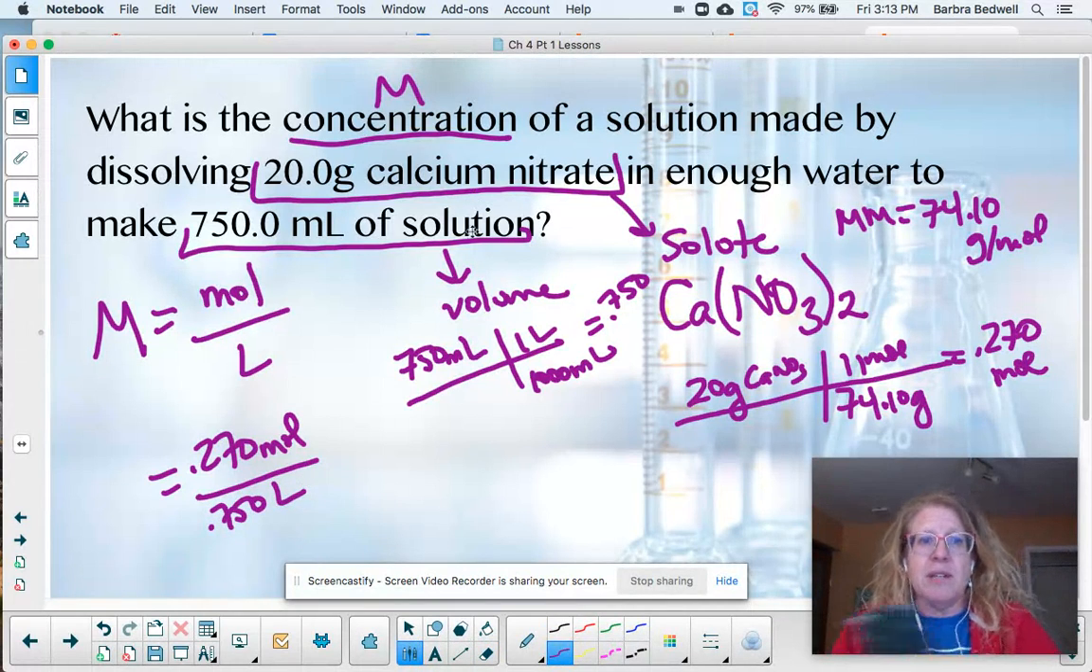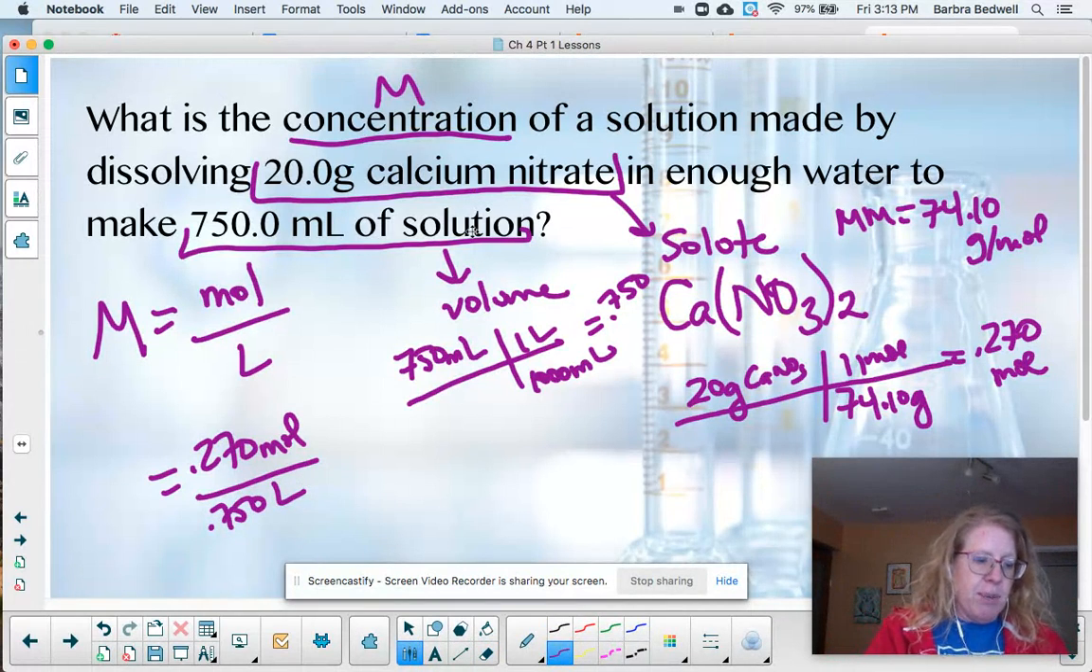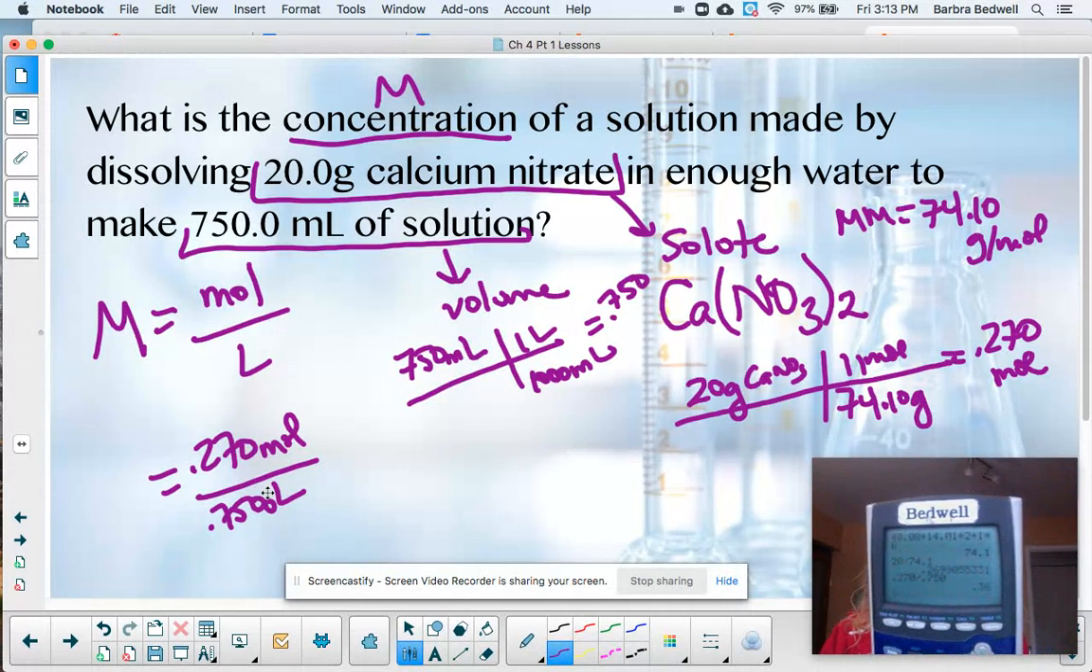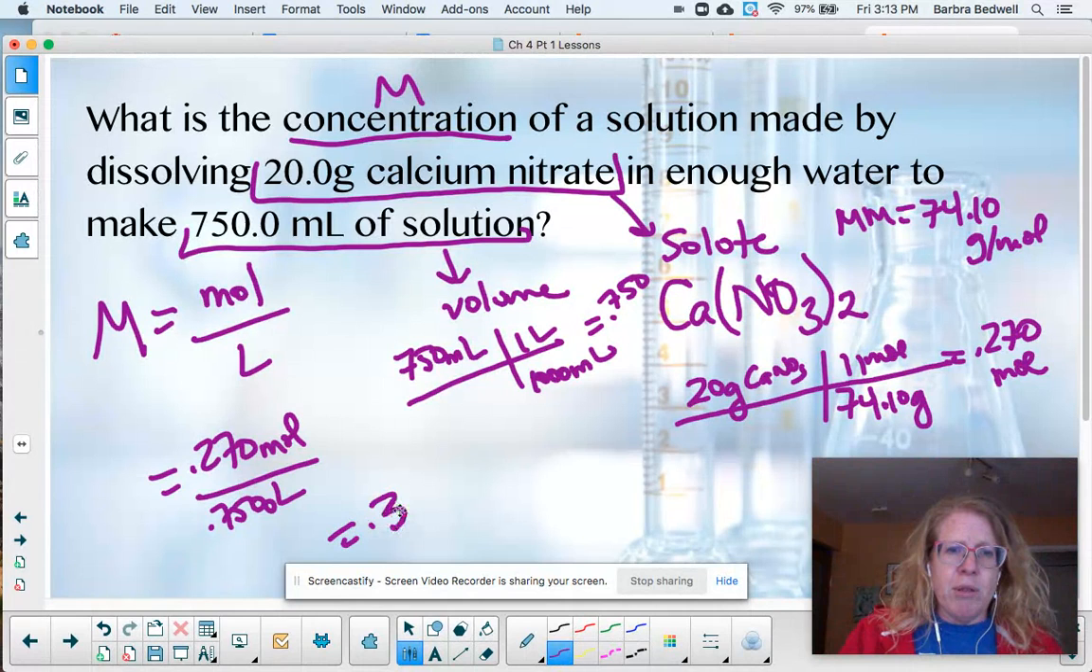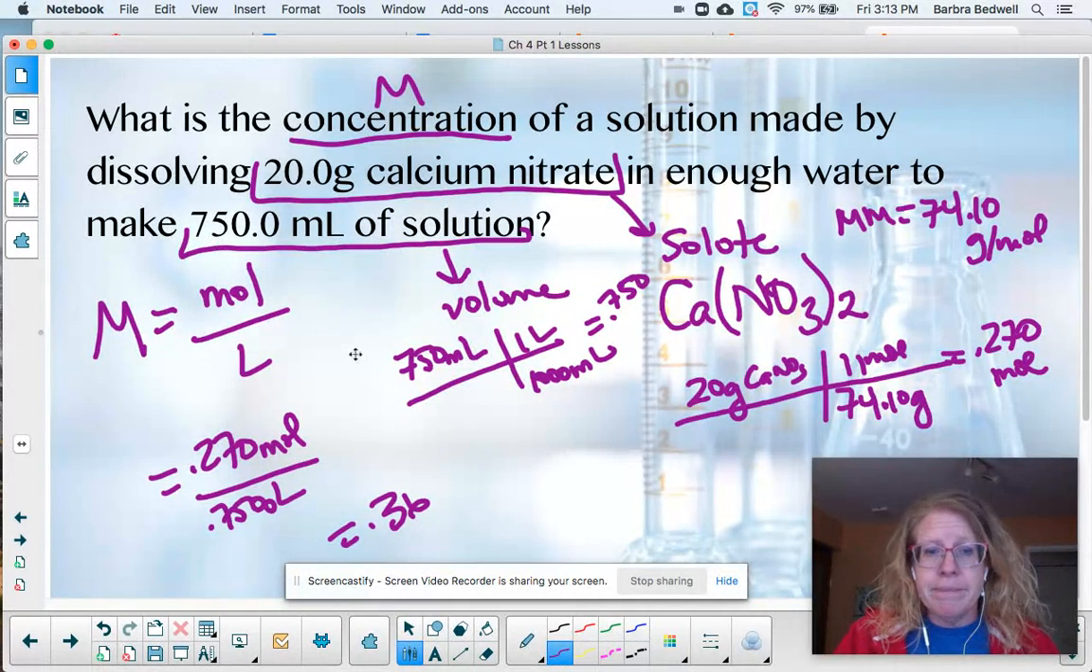And notice how it says liters of solution. So then all I have to do is divide it: 0.270 divided by 0.750. It gives me a value of 0.36. Check your sig figs. I've got 3 sig figs up here and 3 sig figs on the bottom, so my answer should have 3 sig figs: 0.360. You need to put that trailing 0 on there, and that's molar.